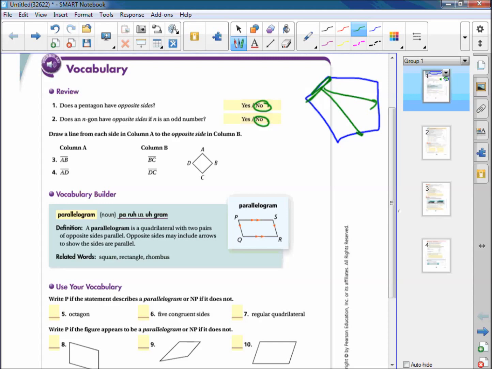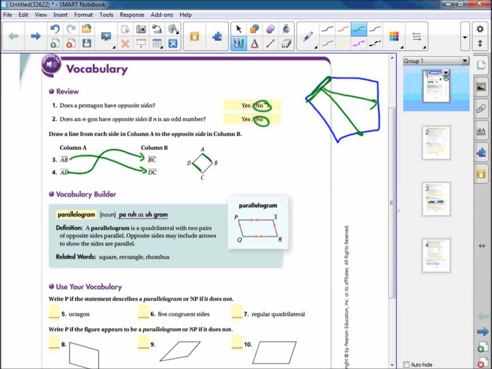Okay. All right, so draw a line from each side in column A to the opposite side in column B. So AB is going to be opposite of DC, and AD is going to be opposite of BC. All right, so the opposites are across from each other. The two in green are opposite, and the two not in green are opposite.